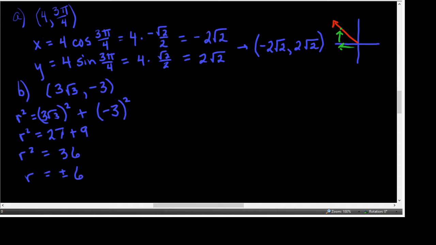Now remember, this is very different from what we did in trigonometry in your pre-calculus course. R was only positive in that world. But in this world, the polar world, r can be negative, so I have to allow for both possibilities. Then the tangent of theta is y over x, so that's negative 3 over 3 square roots of 3. Which simplifies to be negative 1 over the square root of 3.